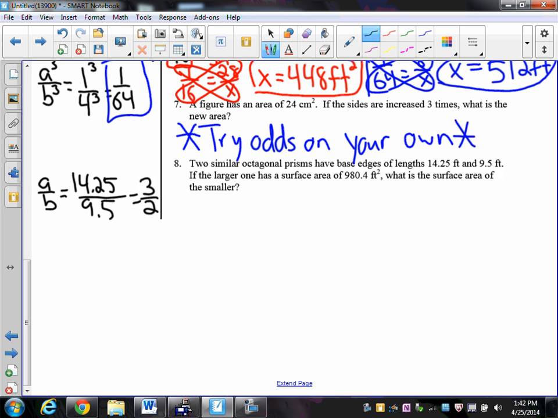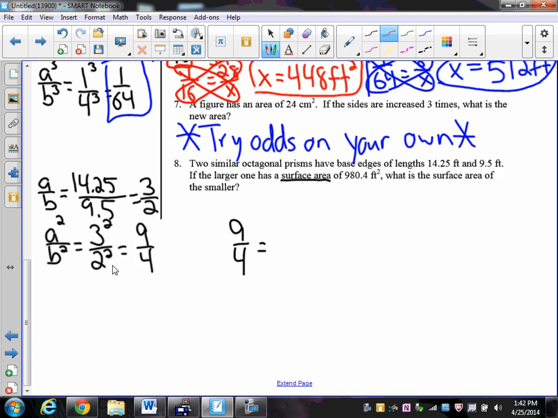So we're looking for the surface area. It says if the larger one has a surface area of 980.4. So the larger one in this case is on top. Whenever we're finding surface area, though, we have to square both things. So we're going to have 9 over 4 is equal to the larger one. Since it says larger, we have to put it with the larger number. The larger number is on top, divided by x.